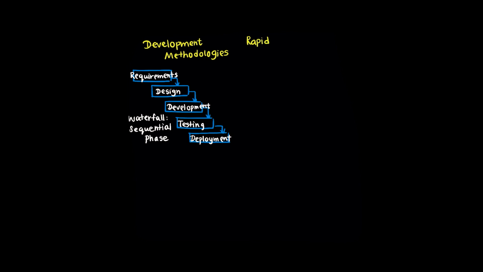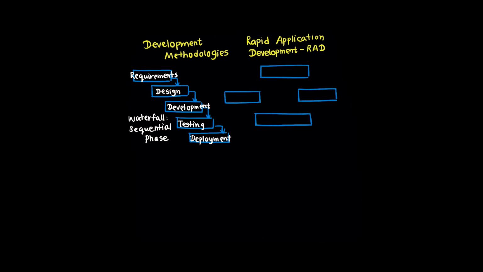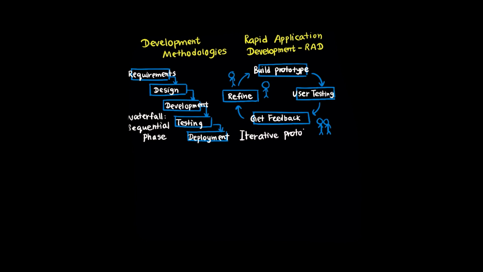Rapid application development takes a completely different approach. RAD emphasizes speed through iterative prototyping cycles. Instead of planning for months, you quickly build a working prototype, show it to users, get their feedback, refine it, and repeat. Users are actively involved throughout, not just at the beginning and end. This allows requirements to evolve based on hands-on experience with prototypes rather than abstract specifications.